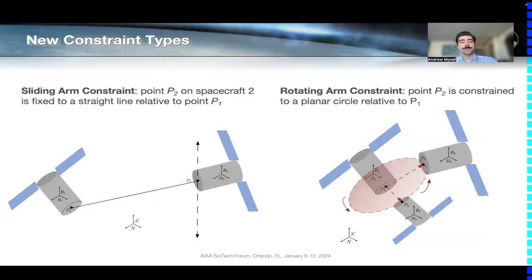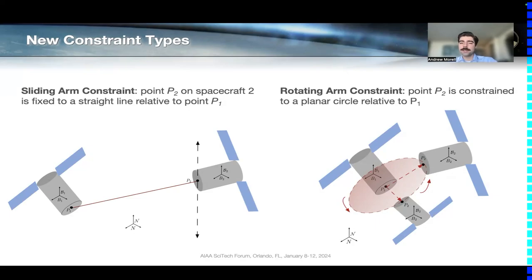Now, motivated by this, we decided to define new single arm constraint types to then combine. So the first of these was the sliding arm constraint, in which we define the connection point P2 on our target vehicle to move along a straight line relative to the connection point P1 on our chaser. Now, in the general way we formalize this, that line does not have to be coincident with the connection point P1. You can imagine if the telescoping linkage of your robotic arm was not the base linkage, this might be the case. However, for later work that will be shown in validating these, we did have that telescoping line pass through point P1, as is the case for the LEXI mission.